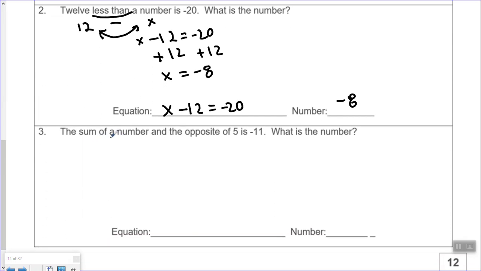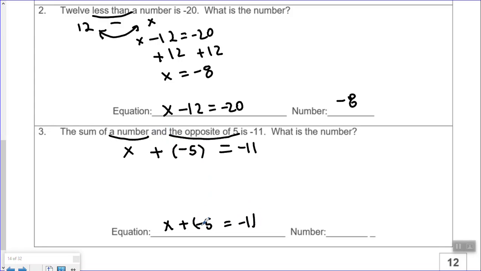Okay, number 3. The sum of a number and the opposite of 5 is -11. What is the number? Remember, sum is addition. A number, you can use x. Well, how do you write the opposite of 5? That's -5. So sum of x and -5 is equal sign -11. So x plus -5 equals -11. You can put parentheses around the negative number. And yesterday, remember, when you add a negative number, is the same as subtraction. Okay, this is the same as x minus 5 equals -11.